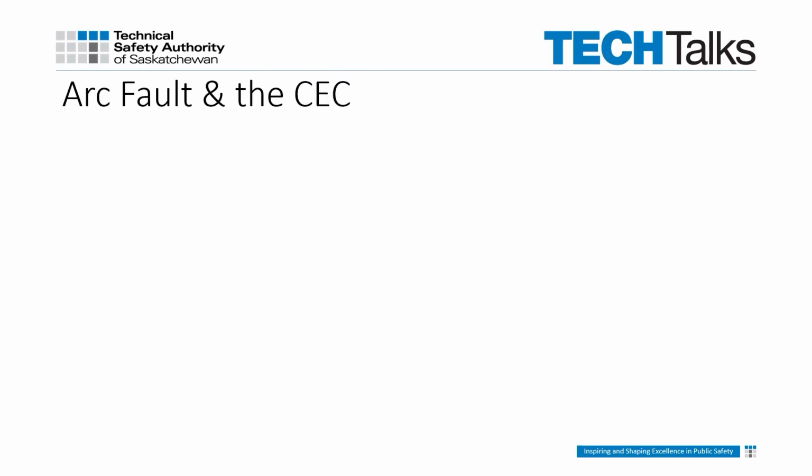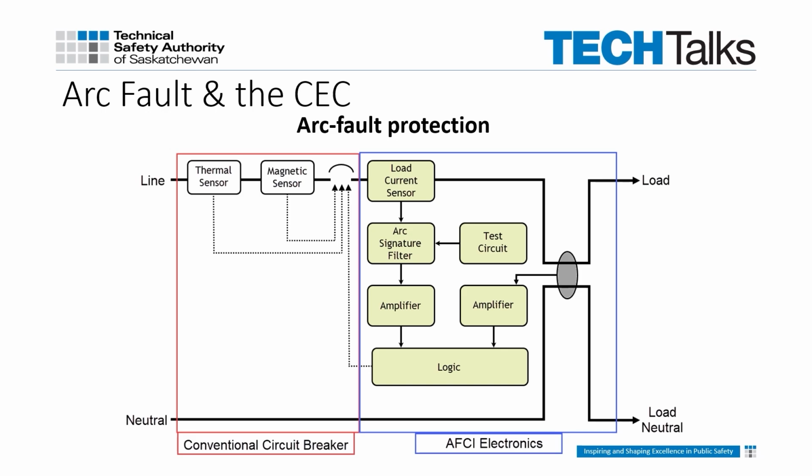Arc fault protection came to be in the Canadian Electrical Code in 2002, and we'll get into that in a bit, but the CEC has a few definitions we will clear up before we get there. The first one is arc fault protection. Arc fault protection is a means of recognizing characteristics unique to both series and parallel arc faults and de-energizing the circuit when an arc fault is detected.